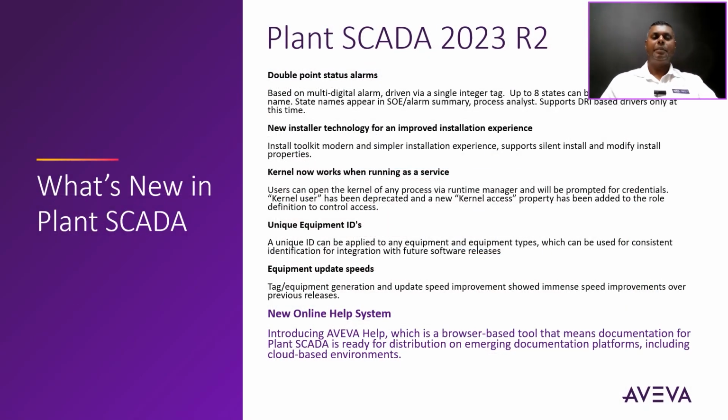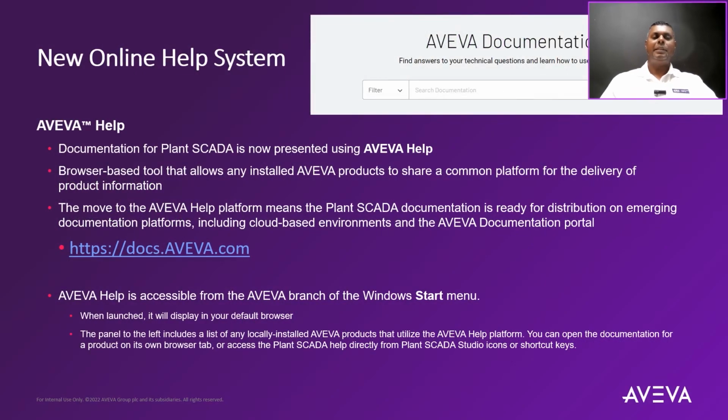The new online help system is a browser-based tool that means documentation for Plant SCADA is ready for distribution on emerging documentation platforms, including cloud-based environments. Plant SCADA is now aligning towards the AVEVA Help standard, which is browser-based, that allows any installed AVEVA product to share a common platform for the delivery of product information. Online version of Plant SCADA will be the most up-to-date revision of the help file located at docs.aveva.com in alignment with the rest of the portfolio. Of course, it is still accessible local to the Plant SCADA 2023 R2 installation from the Windows Start menu, along with any other AVEVA products installed locally.